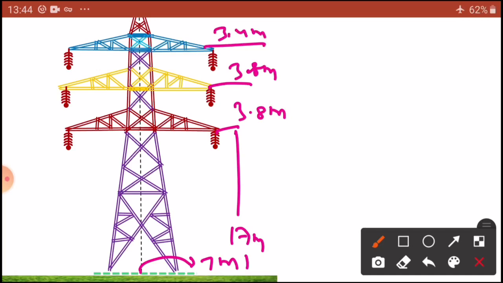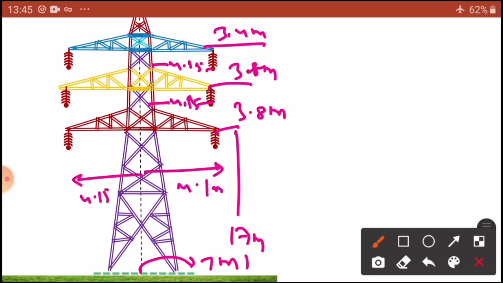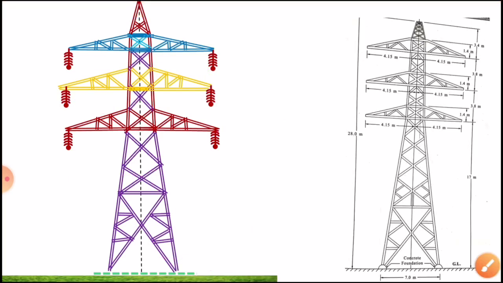Now the length is 4.15 meters for all, the same 4.15. Here also 4.15, 4.15, 4.15. So these are the total dimensions. After completing this with the dimensions, it looks like this. So these are the 220 kV double circuit towers.